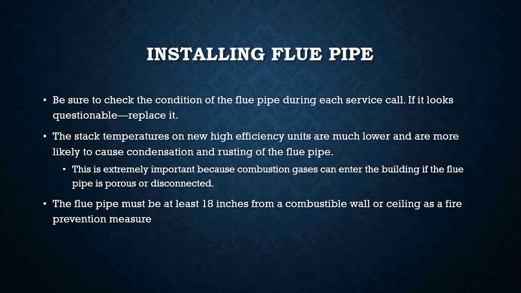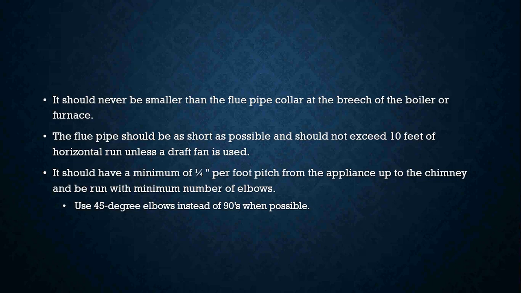The stack temperature on new high-efficiency units is much lower and more likely to cause condensation and rust in the flue pipes. This is extremely important because combustion gases can enter the building if the flue pipe is porous or disconnected. The flue pipe must be at least 18 inches from a combustible wall or ceiling as a fire prevention measure. It should never be smaller than the flue pipe collar at the breech of the boiler or furnace. The flue pipe should be as short as possible and not exceed 10 feet of horizontal run unless a draft fan is being used.